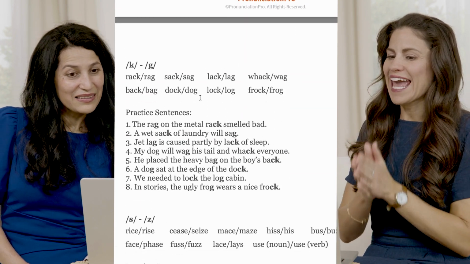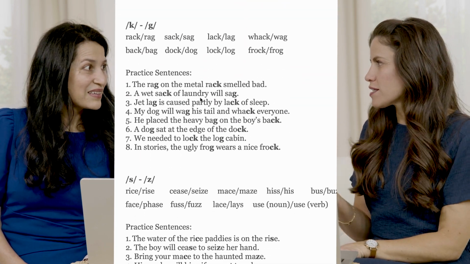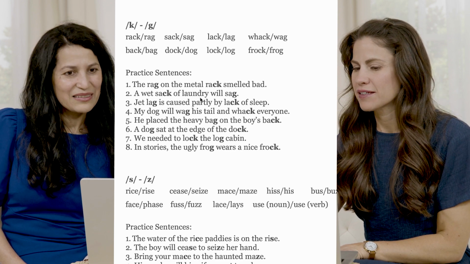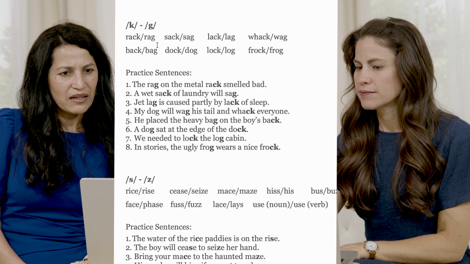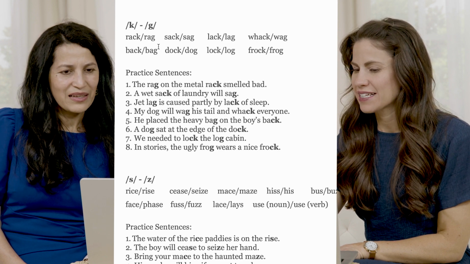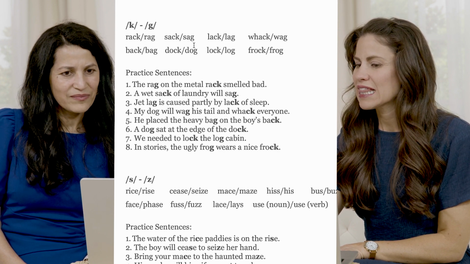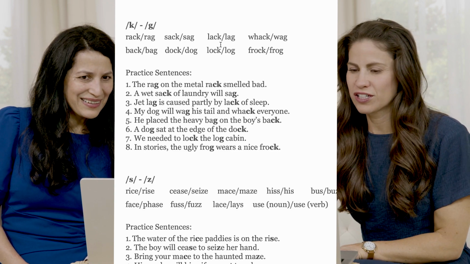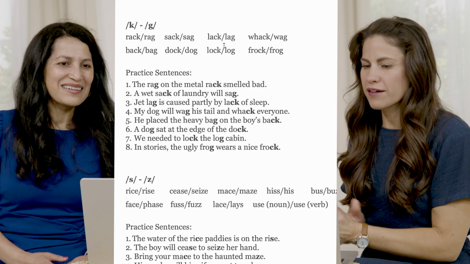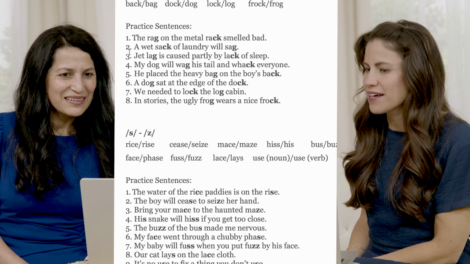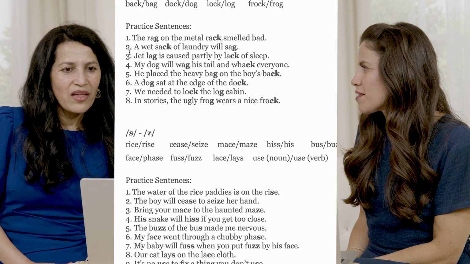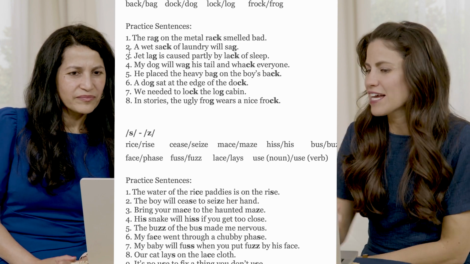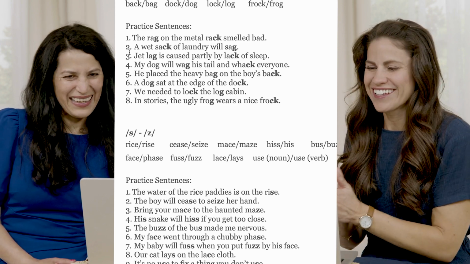Okay, so let's go over the K and the G. So K is the voiceless and G is the voiced. Okay, so rack, rag. Rack, rag. Sack, sag. Sack, sag. Lack, lag. Good, good, good. I like that. All right, so number 1, the rag on the metal rack smelled bad. The rag on the metal rack smelled bad. Good. And you got that D at the end of the bad too. Okay. So that was great.